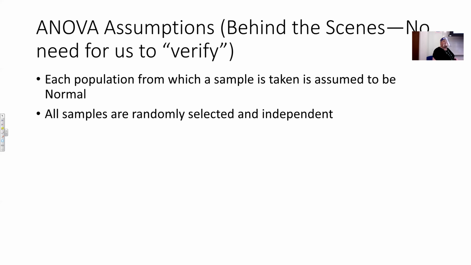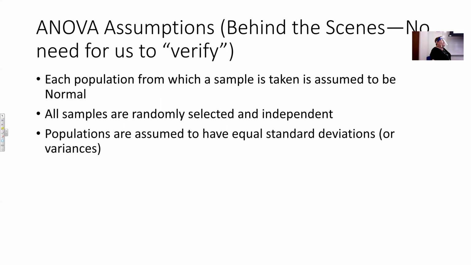Now, independent means that basically you're not going to put the same people or the same things back in there again. Once you draw that sample, it is set. You're not going to throw them back into the mix, so what you select the first time is not affected by the second time, the third time, the fourth time. That's what independent means. The populations, again, we've assumed they're normal, but we're also going to assume that they have equal standard deviations or equal variances.